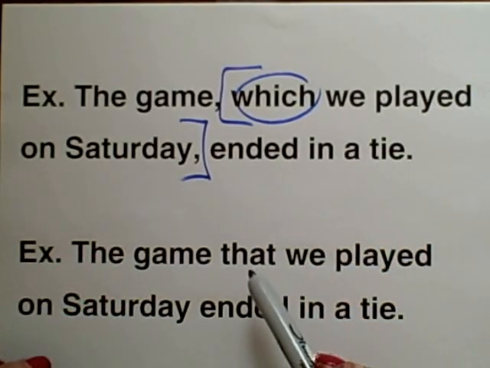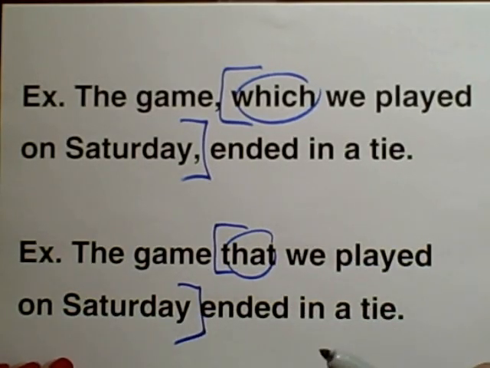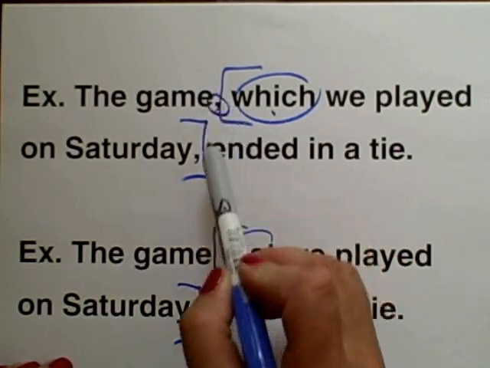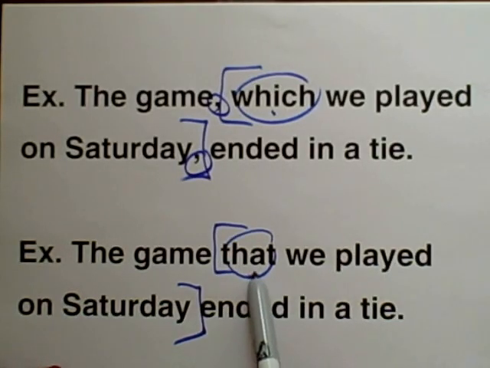In the second sentence, however, we can assume there is more than one game. We need the adjective clause that we played on Saturday to indicate which game ended in a tie. Take a second and think about it. You'll get it. Here's a tip. Non-essential clauses often begin with the word which and are usually encased in commas. Essential clauses often begin with that and do not have commas around them. That's true in both of our examples.